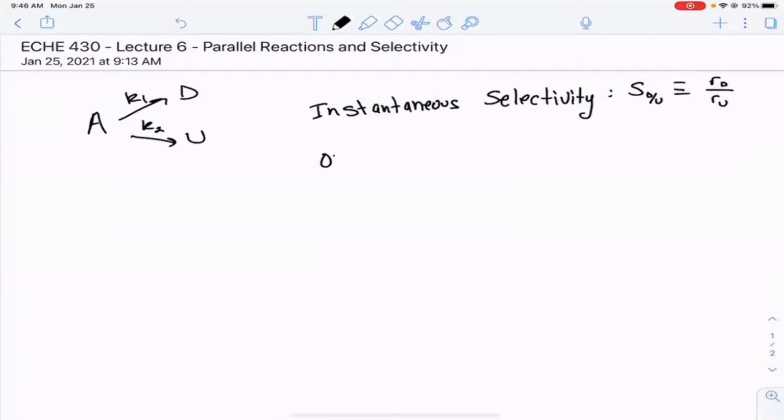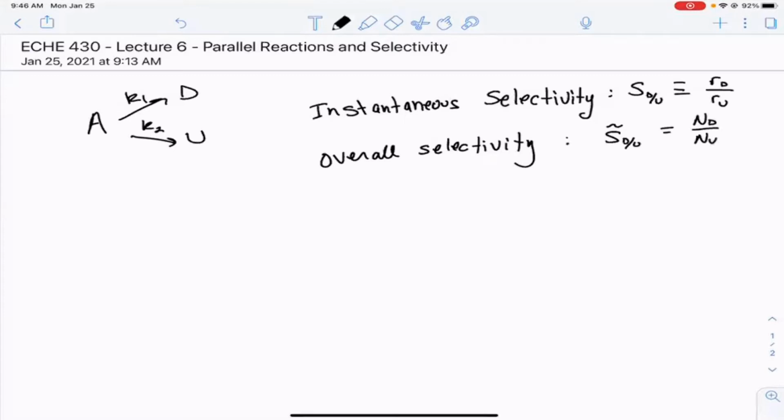We also are going to look at the overall selectivity, and that is S̃_D/U, again with the little squiggle over the top of it. And that is going to be a measure of the number of moles of the desired product divided by the number of moles of the undesired product. So these are the two types of selectivity that are defined in your book. They're the ones that we'll ask questions about the most.